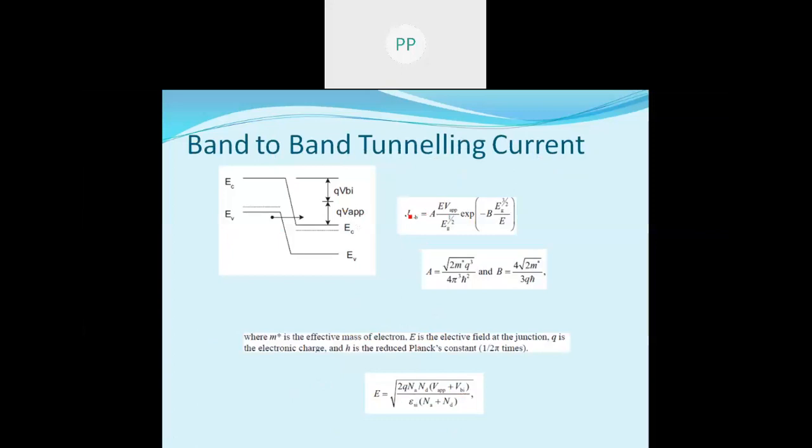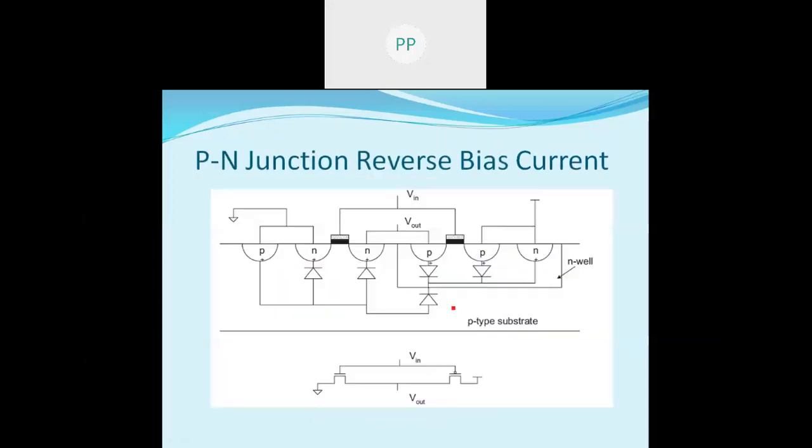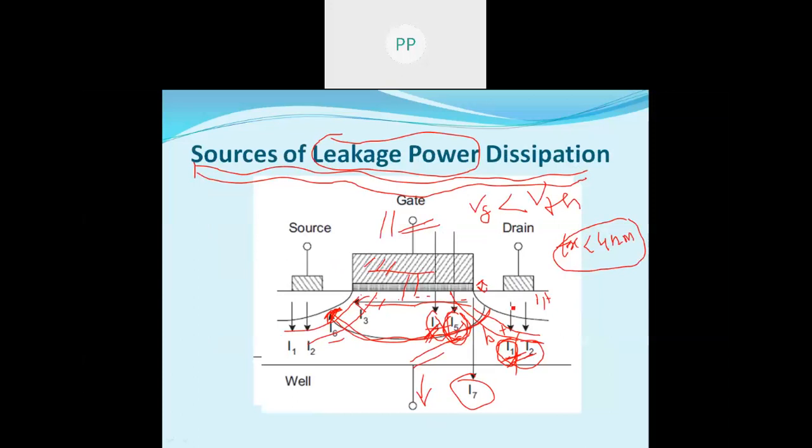Okay, so band to band tunneling current is another source of the leakage current. As we discussed, this is the region for the current I2. I1 was basically the junction leakage current. I2 is because of the band to band tunneling current. In band to band tunneling, the condition is that if the doping of the two sides, P side and N side, is very high, then the depletion region remains very thin.